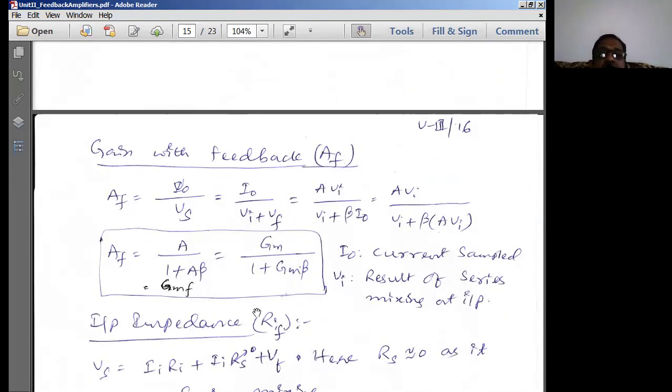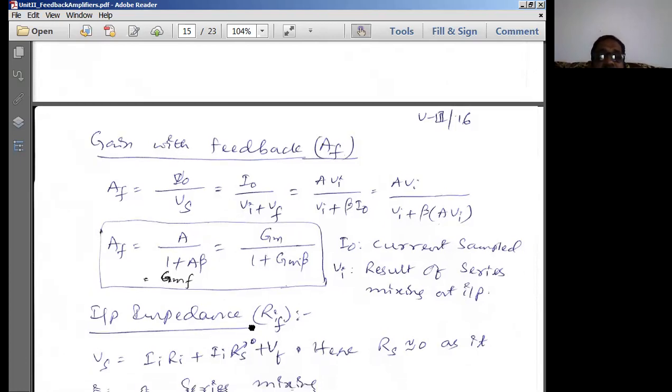Since it is Gm, we understand that this is a transconductance amplifier. If the gain is going to be Rm, we call it a transresistance amplifier gain. If A is replaced with Av, we call it a voltage amplifier gain equation.